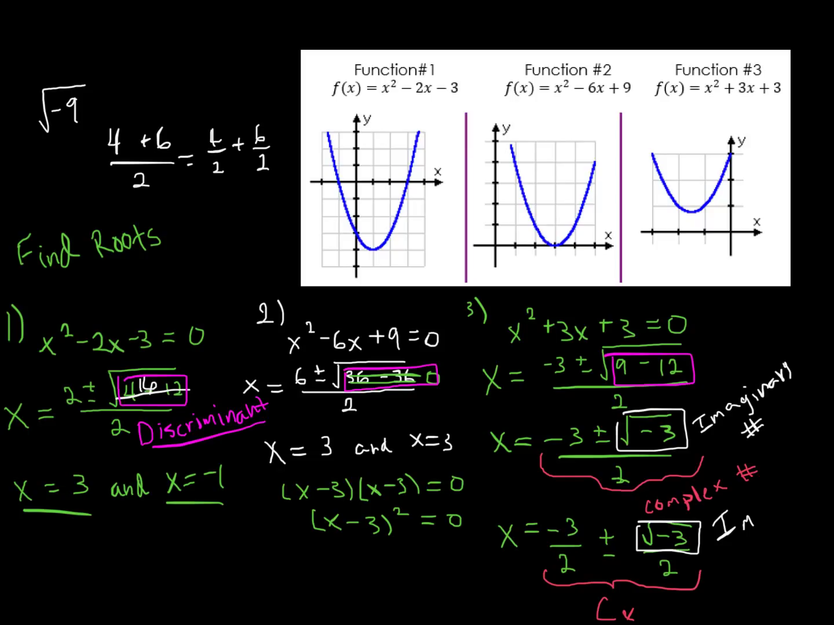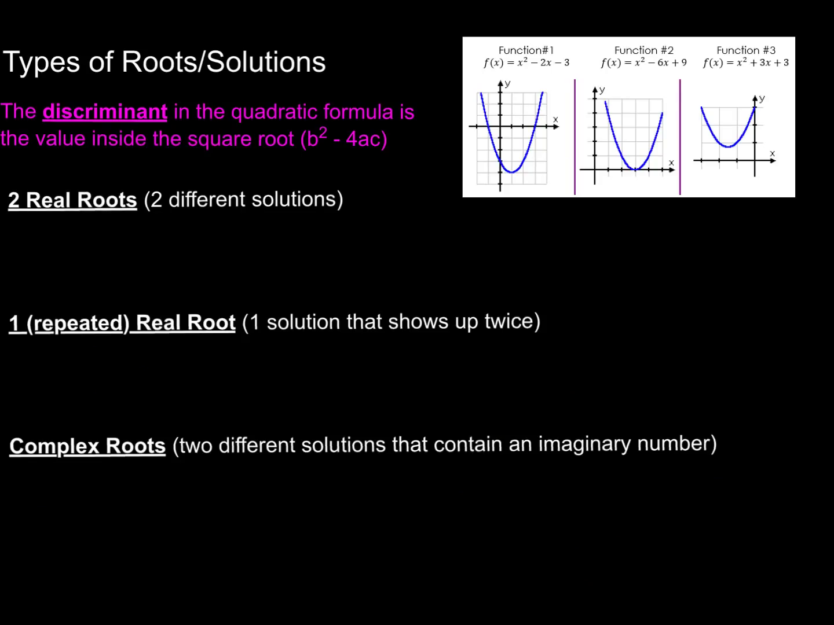And so based on the value of our discriminant, we should be able to tell ahead of time what type of solutions or what type of roots we're going to have for our quadratic functions. So let's go ahead and make sure we have this information down. Okay, so here I've written again the definition for the discriminant. The discriminant is just the value inside the square root. In other words, it's the value of b squared minus 4ac. And so depending on the discriminant, we have three different types of roots or solutions.